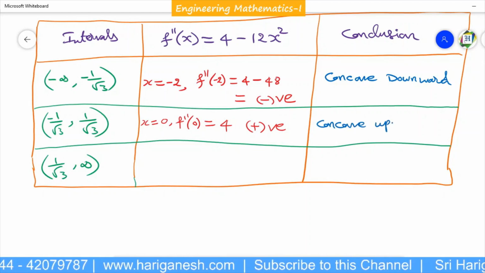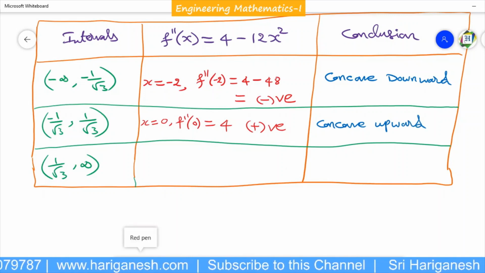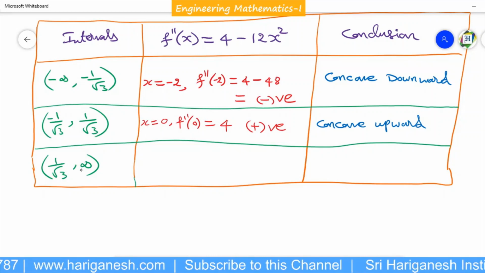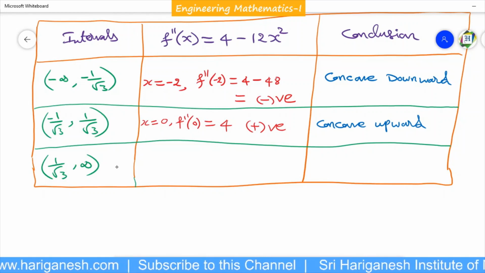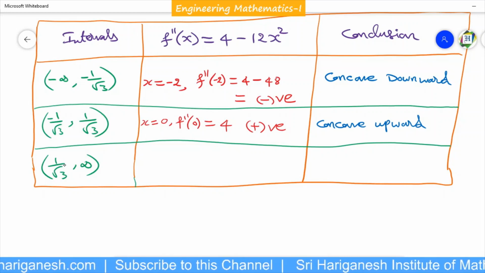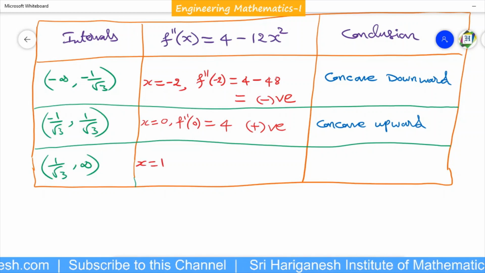Concave upward. The last interval, 1 by root 3 to infinity. Choose x is equal to 1. Anything works, because 1 lies between these two. So I am putting x is equal to 1.